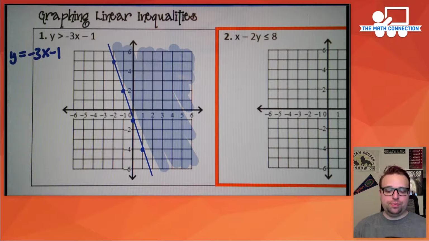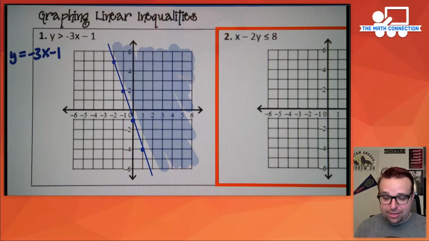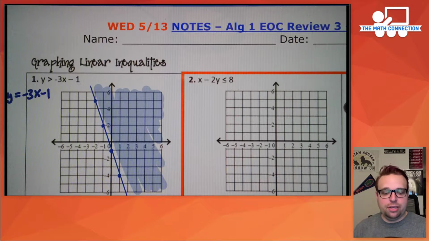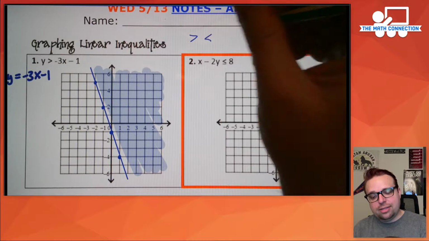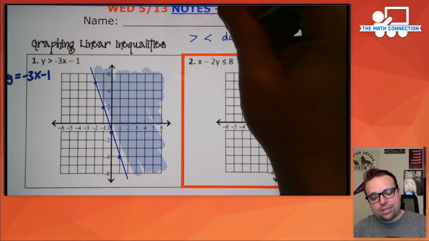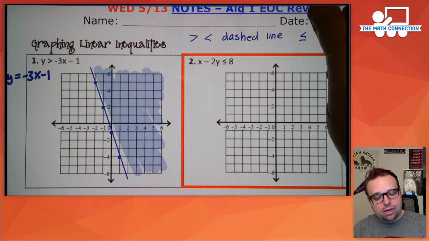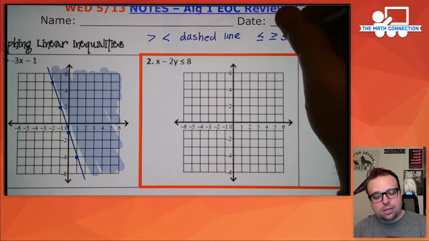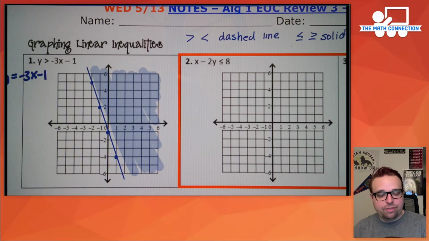One more thing to note, and I missed this myself. You have to pay attention to the symbol that's being used in your equation. If you have a greater than or a less than, then you need to use a dashed line. And if you have a less than or equal to or a greater than or equal to, then you need to use a solid line. So I didn't even use the correct line here.